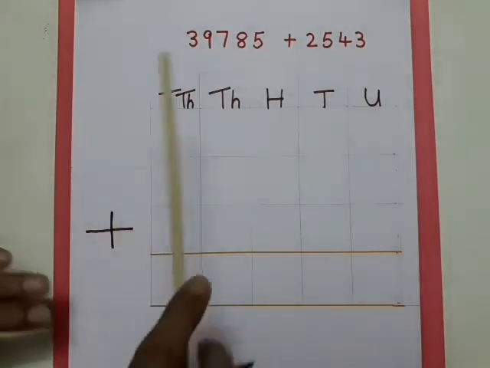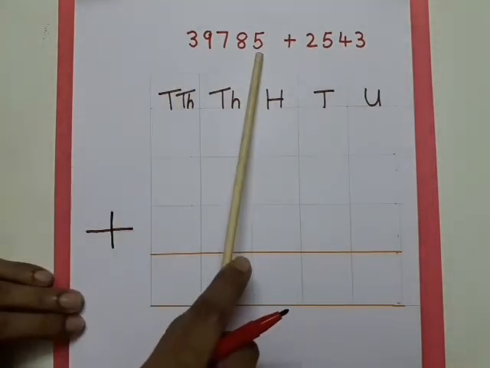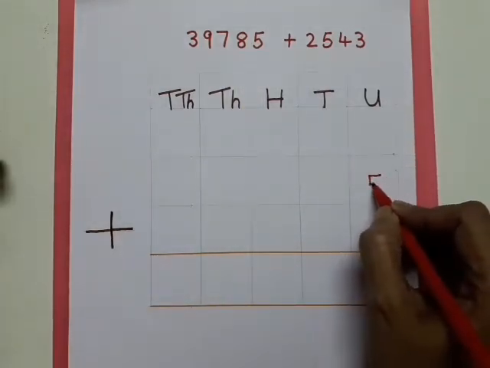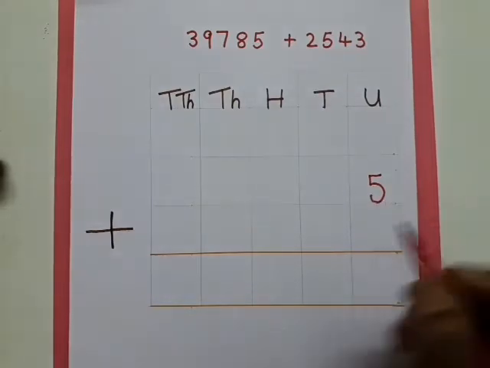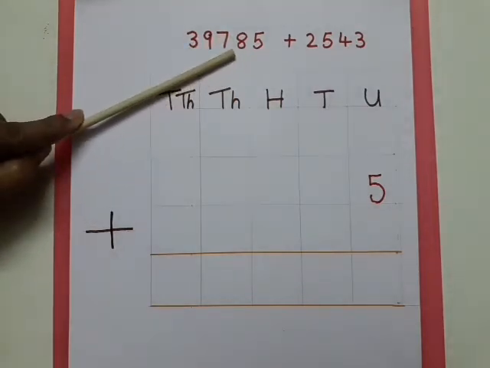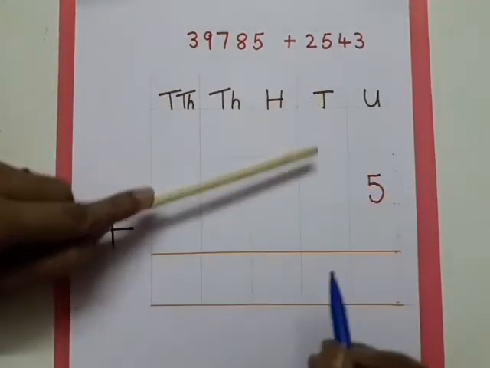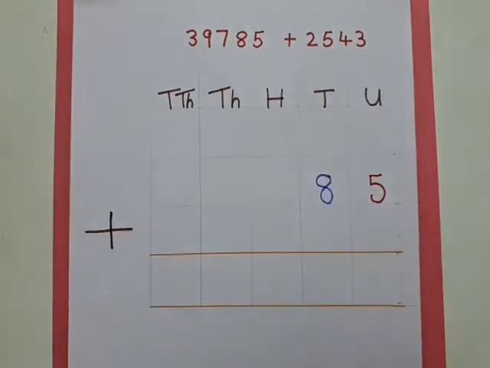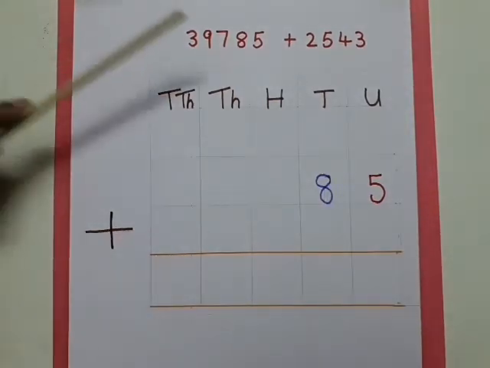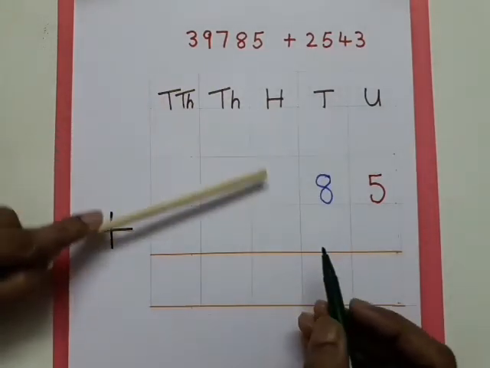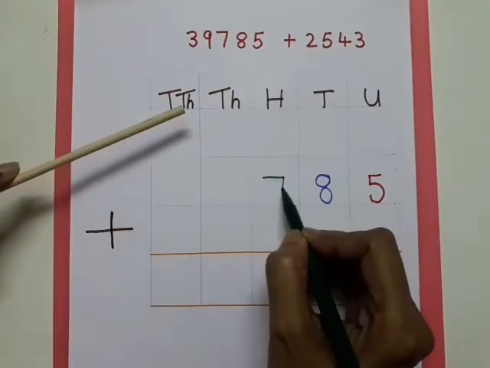Now children, as you can see here, in your units place you have the number 5. So in the units place I will write my number 5. As I have explained to you before, we always begin with the units place. Now our tens place. In our tens place we have the number 8. So in the tens place I will write the number 8. Now we go to the hundreds place. In the hundreds place we have the number 7. So in the hundreds place I will write the number 7.